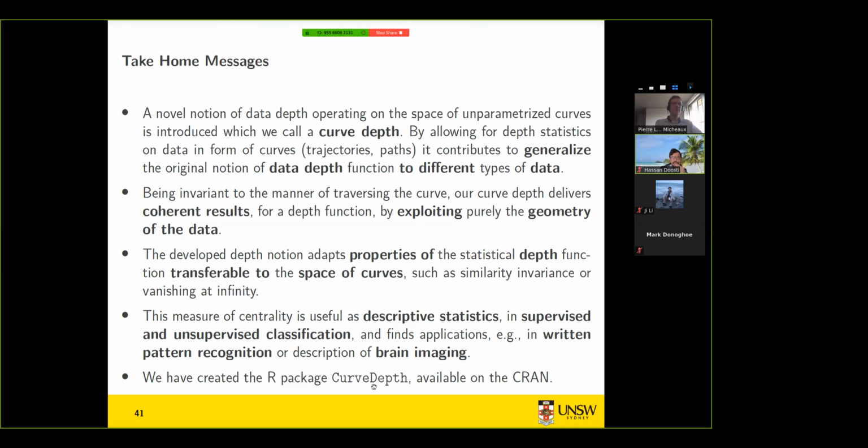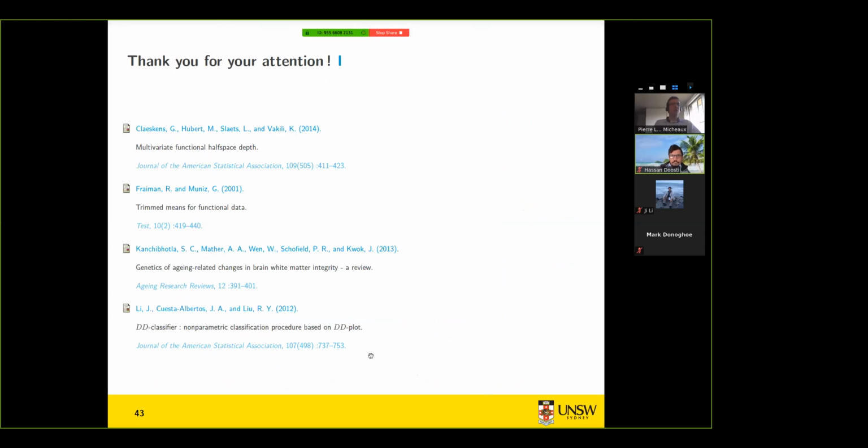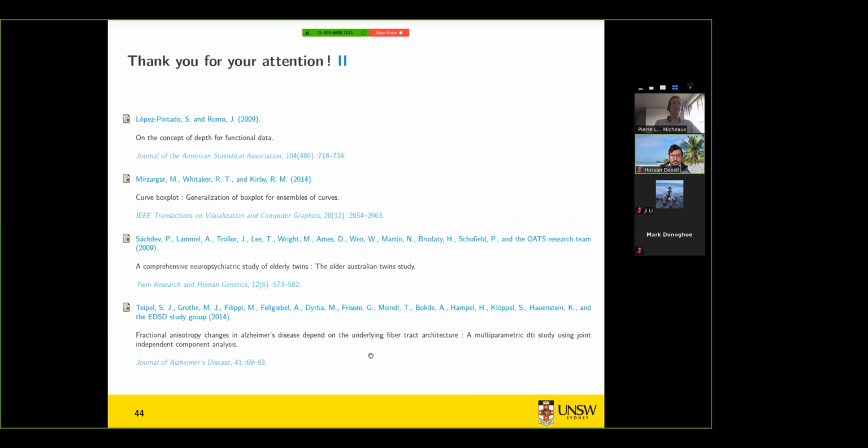And as a final note, these results I mentioned, we obtained that on 68 people, but now we are working on 40,000 brains, and we are using this supercomputer GADI that is available in Australia to obtain all these results. So thank you very much for your attention. I know the slides are recorded, so I show you the references if you want to go further.